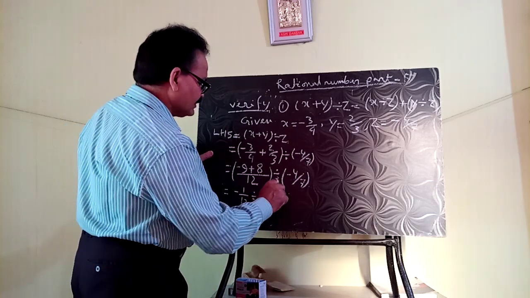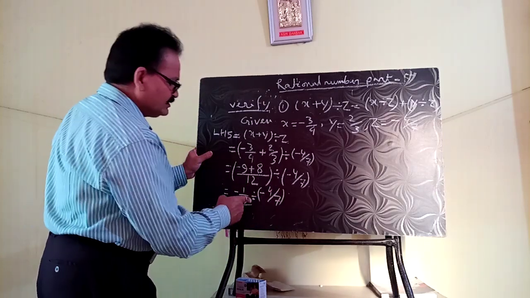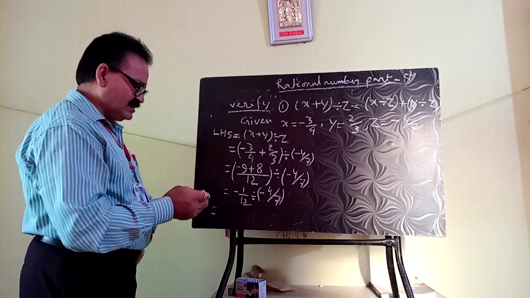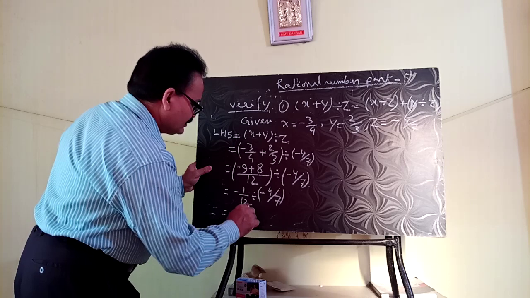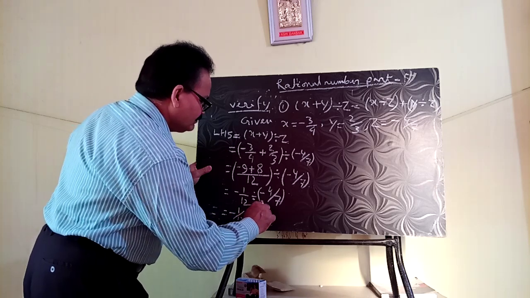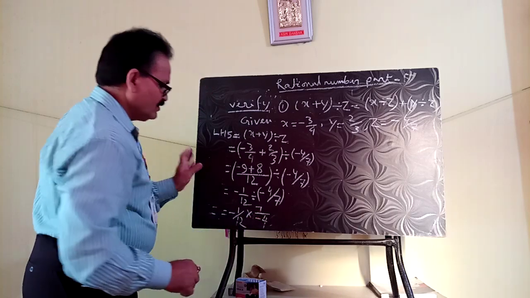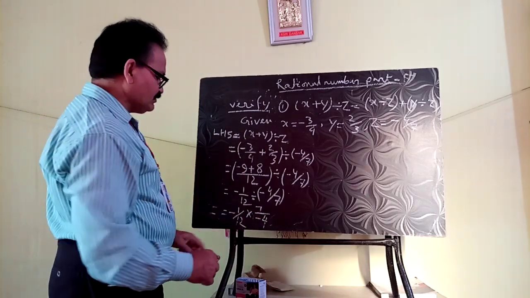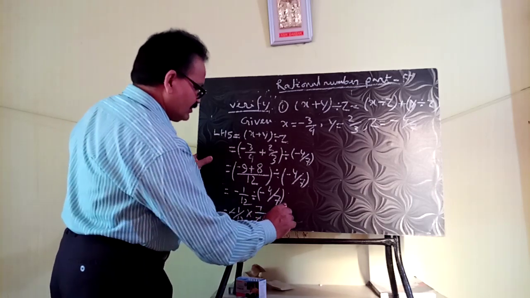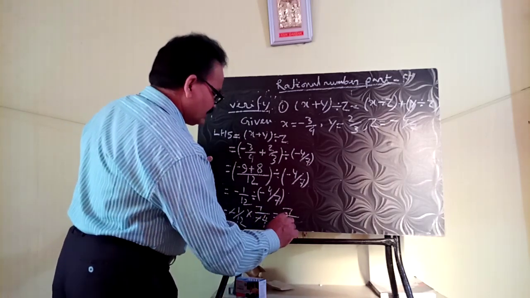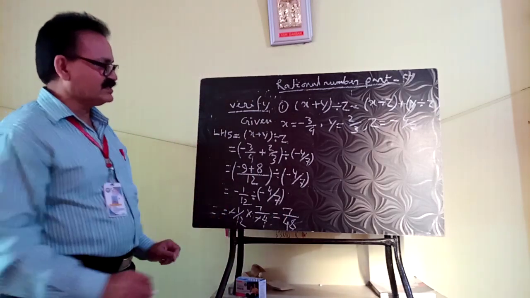minus 4 by 7. Now you change this division into multiplication. So here minus 1 by 12 into 7 by minus 4. See, minus and minus cancel each other, and your answer will be 7 by 48. This is your answer in LHS.